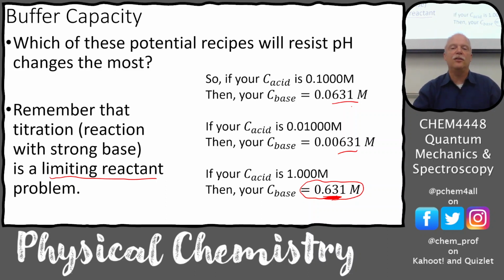See, all 3 of these solutions have a pH of 7. So it's no longer about what pH it is. It's how long will that pH last as I'm adding in acid or base. And so you need big numbers at the correct ratio to get a good buffer solution.